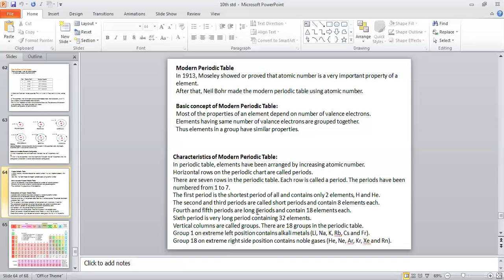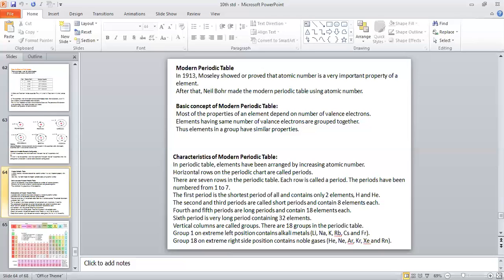Fourth and fifth periods are long periods containing 18 elements each. Sixth period is a very long period containing 32 elements. The vertical columns are called the groups. So there are 18 groups in the periodic table. Group 1 is at the extreme left side, containing alkali metals: lithium, sodium, potassium, rubidium, cesium and francium.